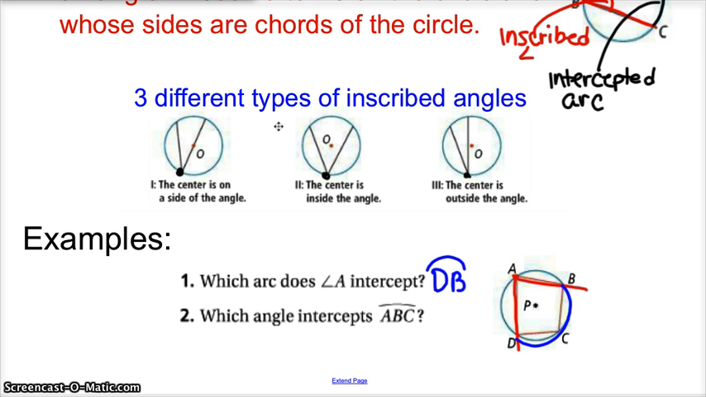Number 2 says which angle intercepts arc ABCD. So let's get rid of this. ABC is the intercepted arc. So which angle creates it? It looks like it's angle D. All right, next slide.